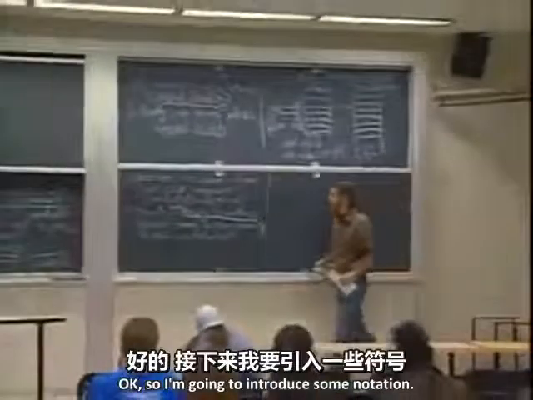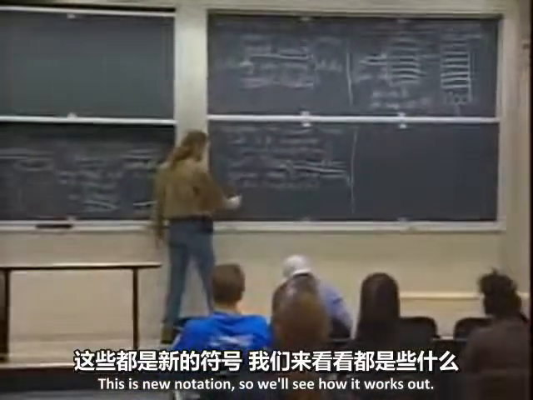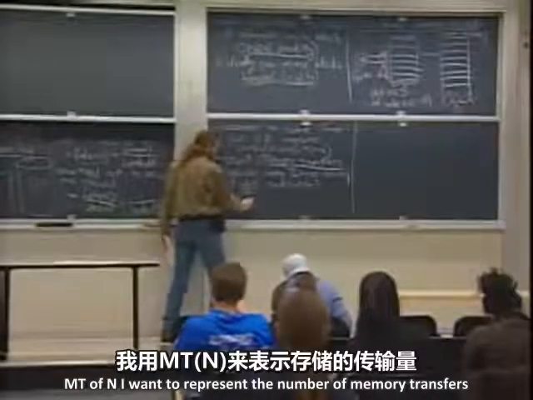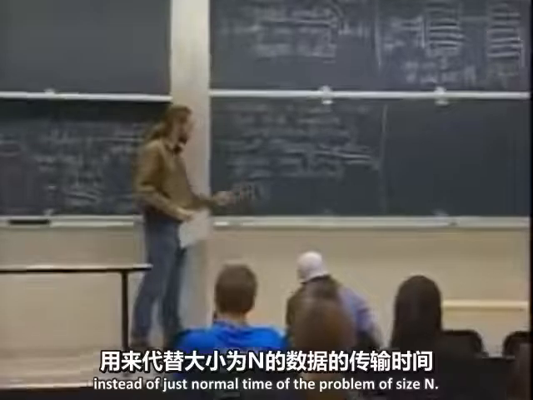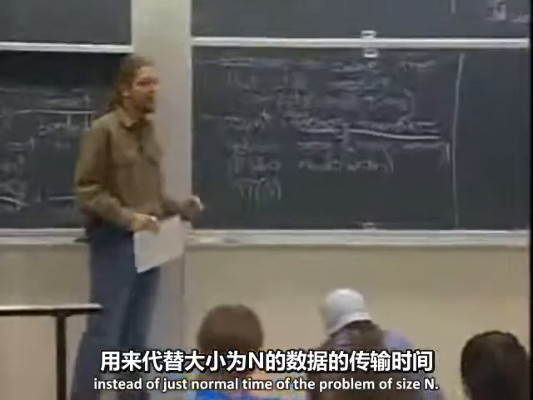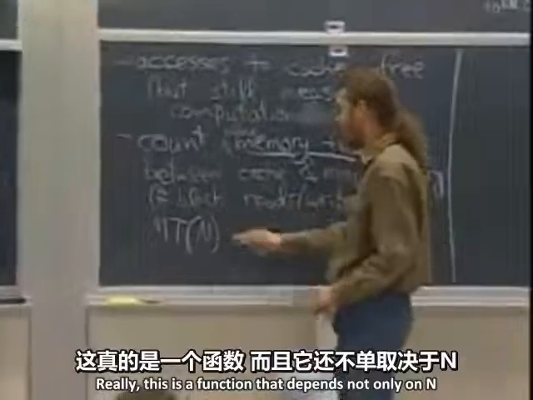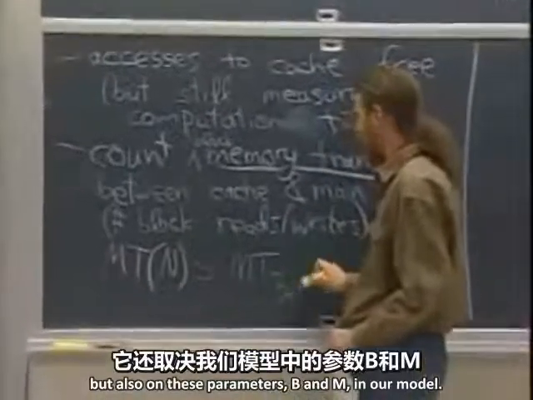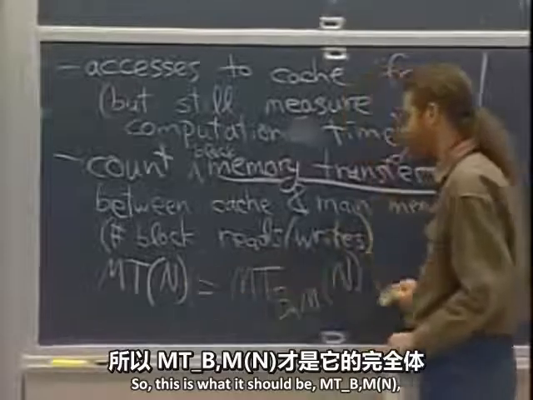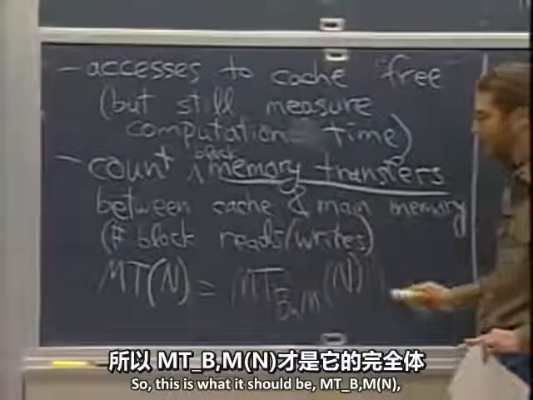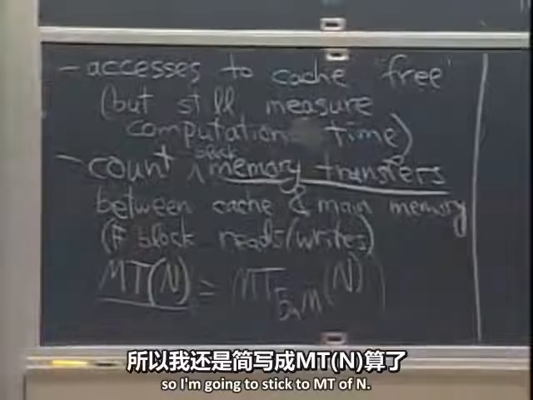Okay, so I'm going to introduce some notation. This is new notation, so see how it works out. MT of n, I want to represent the number of memory transfers instead of just normal time of the problem of size n. Really, this is a function that depends not only on n, but also on these parameters B and M in our model. So this is what it should be, MT sub B M of n. But that's obviously pretty messy, so I'm going to stick to MT of n.